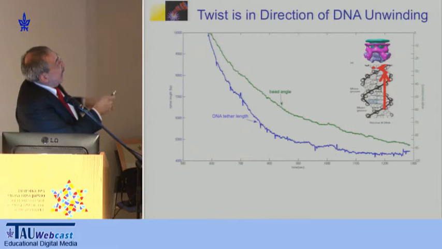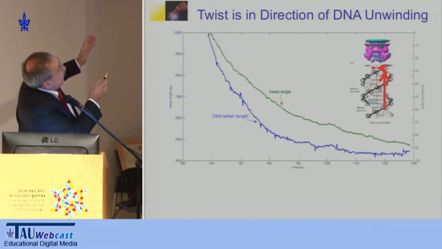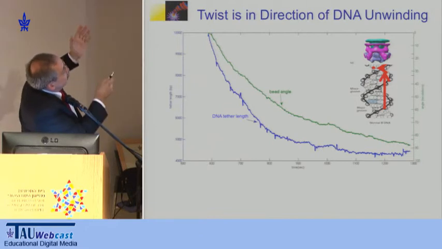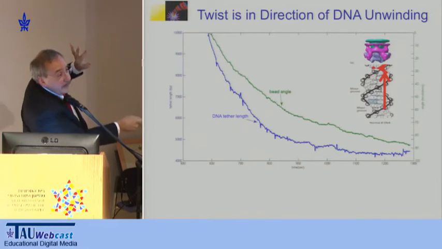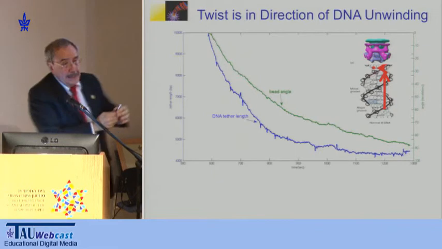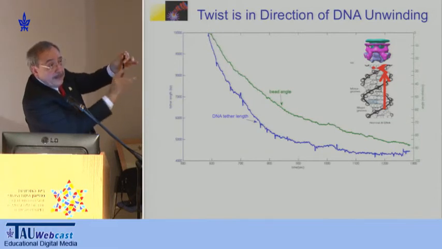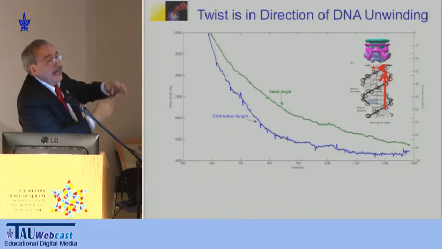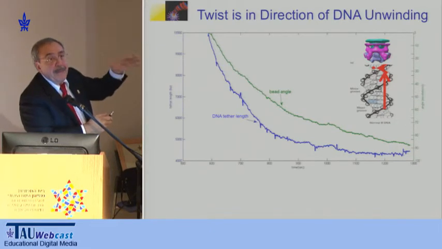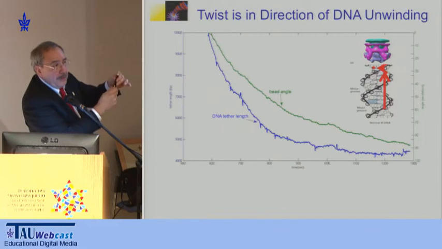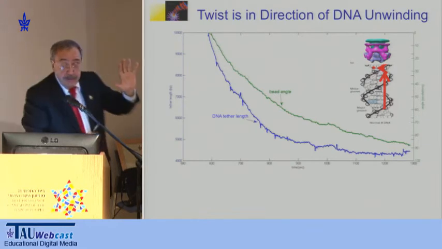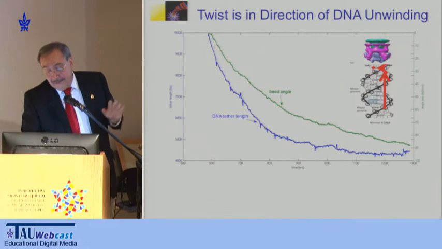Okay, so now instead of just plotting how the length of the DNA shortens as the packaging proceeds in time, I can show you now how the angle of the bead rotates as time proceeds. And in fact, we know now that as the motor packages the DNA, it rotates the DNA in the direction of unwinding the DNA. So if you have the double helix, it tends to go in the direction of unwinding the DNA, and it can generate a torque of about 10 piconewton nanometers, which is almost sufficient to denature DNA. So it's a strong torque generating machine.